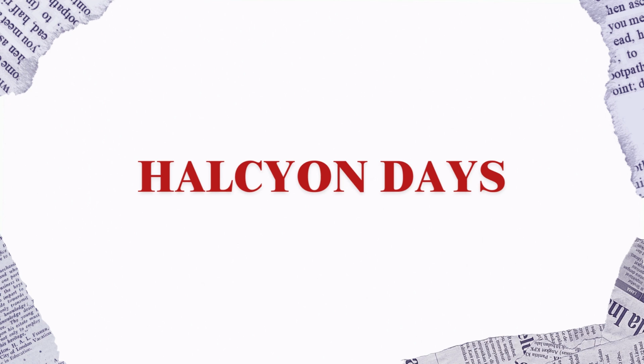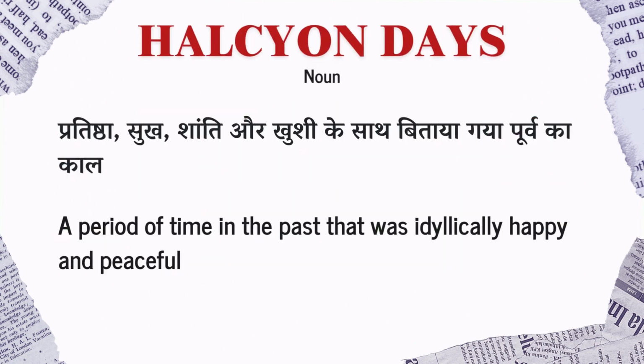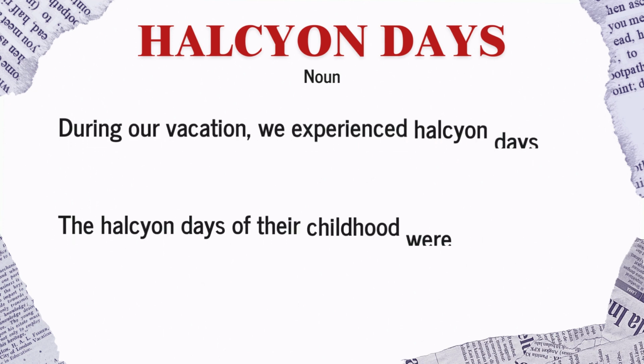Now let's move on to our next word, Halcyon Days. It is a noun. In English, Halcyon Days refer to a period of time in the past that was idyllically happy and peaceful. In simpler words, it describes a time in the past that was filled with joy, peace, and happiness. Let's look at some examples.